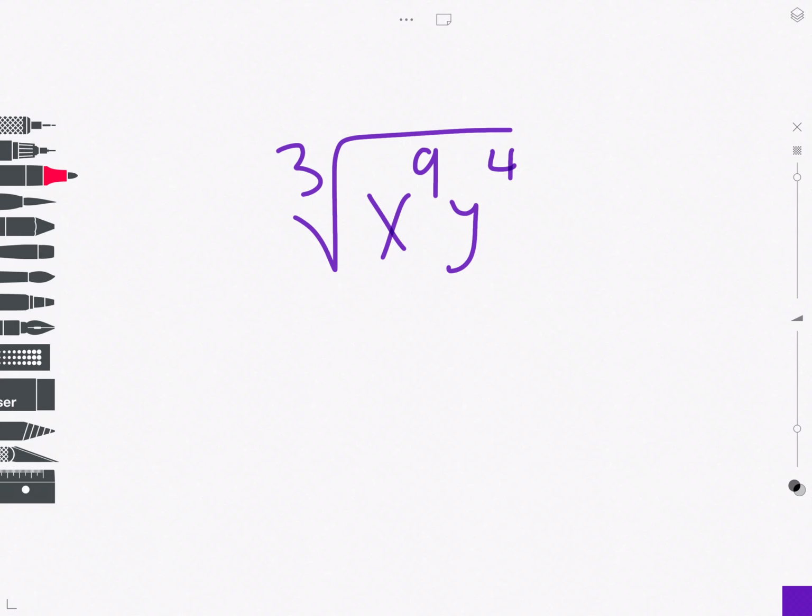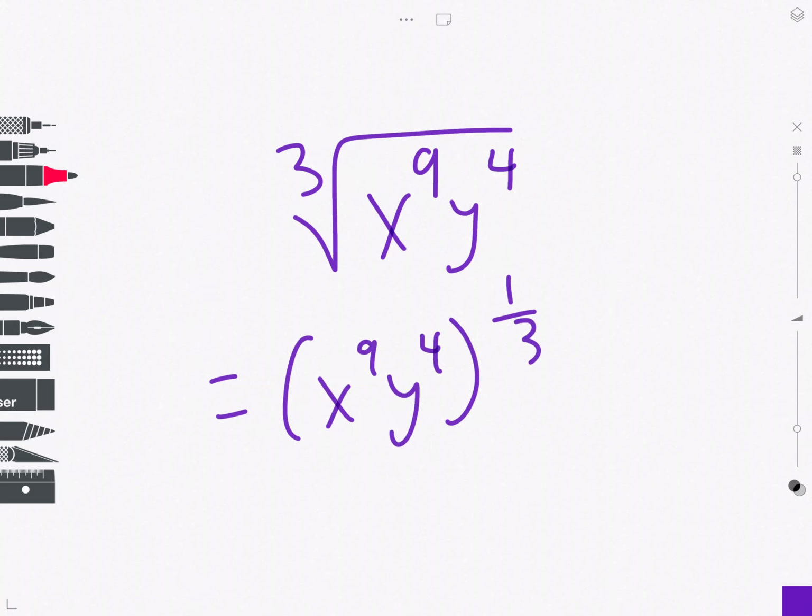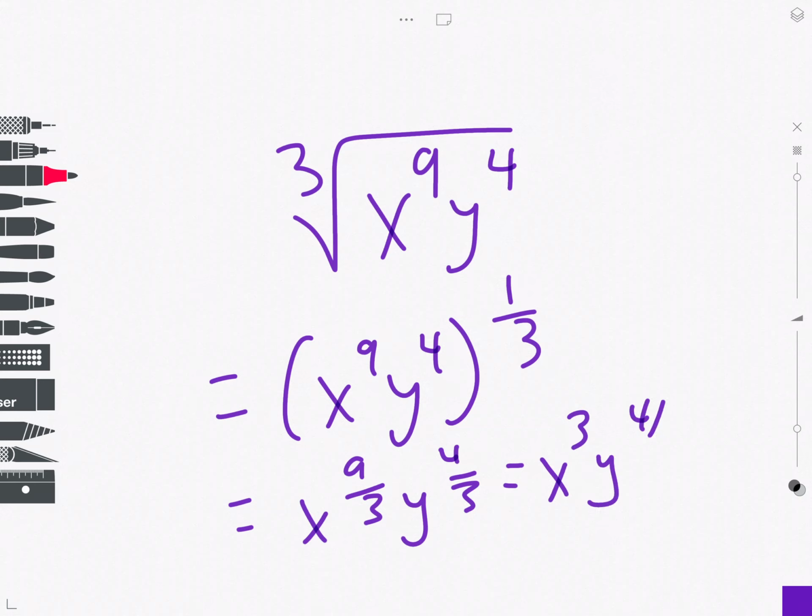You could probably see that the cube root of x to the 9th would be x to the 3rd, but if we rewrite that with roots, this could be rewritten as x to the 9th, y to the 4th, all to the 1/3, which is x to the 9/3, y to the 4/3, which then I can see simplifies to 9 divided by 3 is 3, so x to the 3rd, y to the 4/3, which then tells me the most simplified form of this, moving it back to radical form, is x to the 3rd, and then I have the power over the root with the y there.